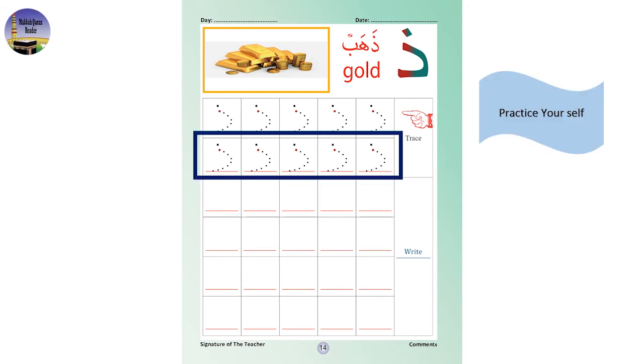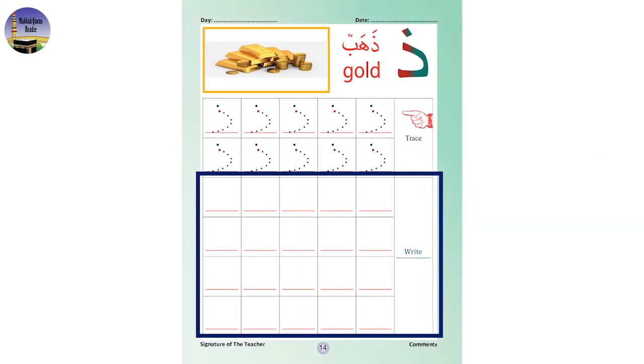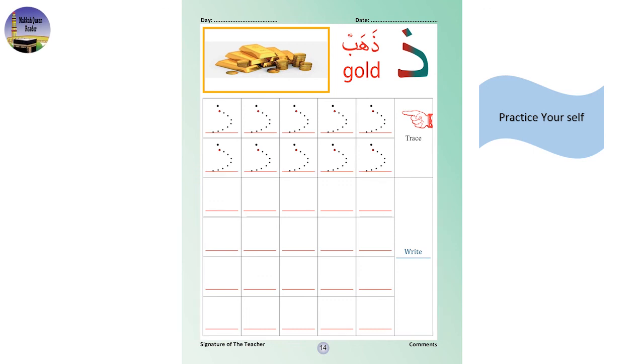We will practice second line same way. Follow the upper one and join the dots of second line in the same way. Now you have to write Zal by yourself and complete the page properly.